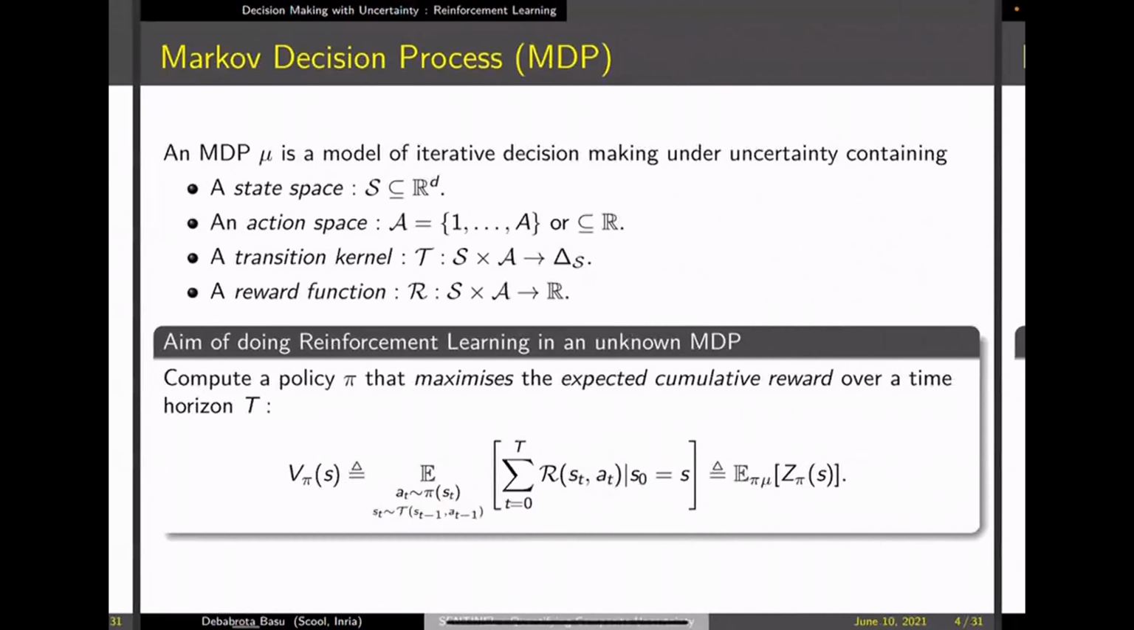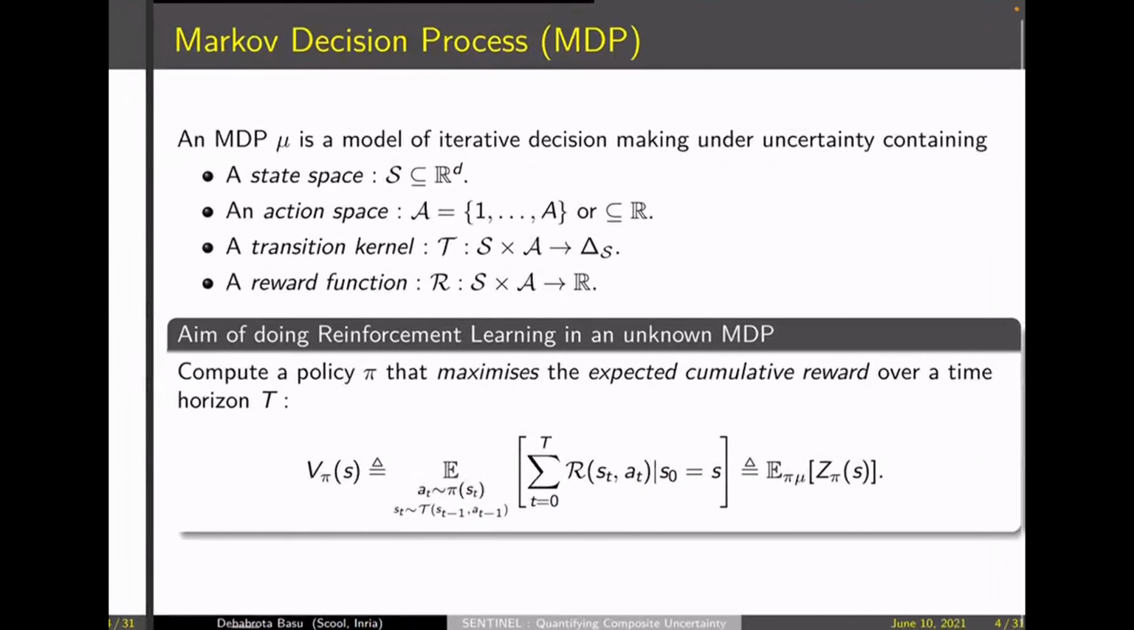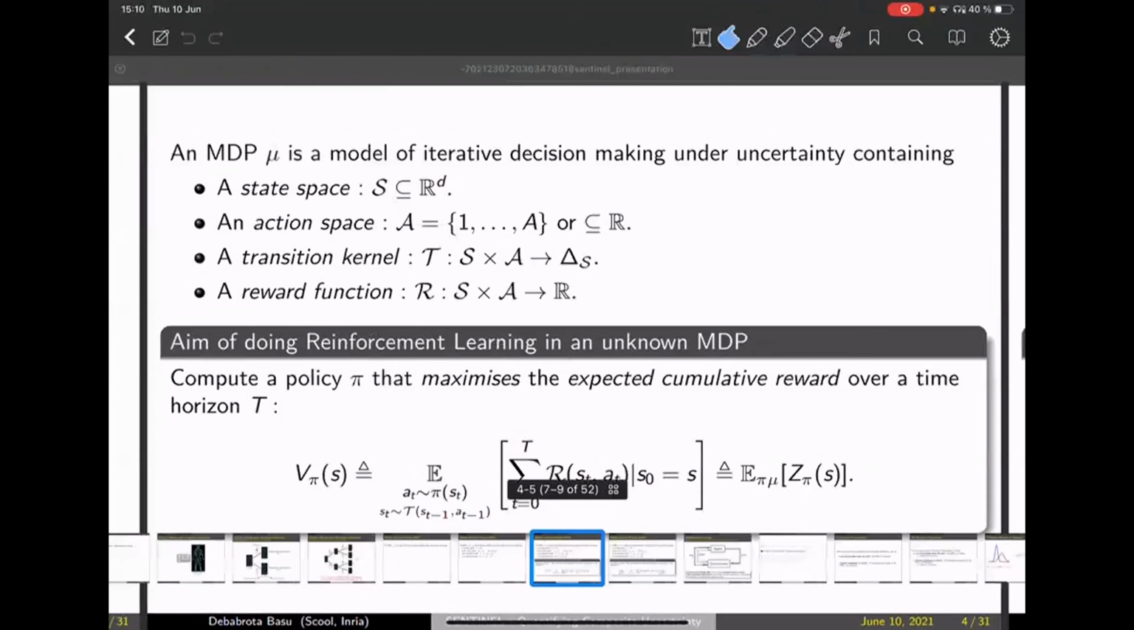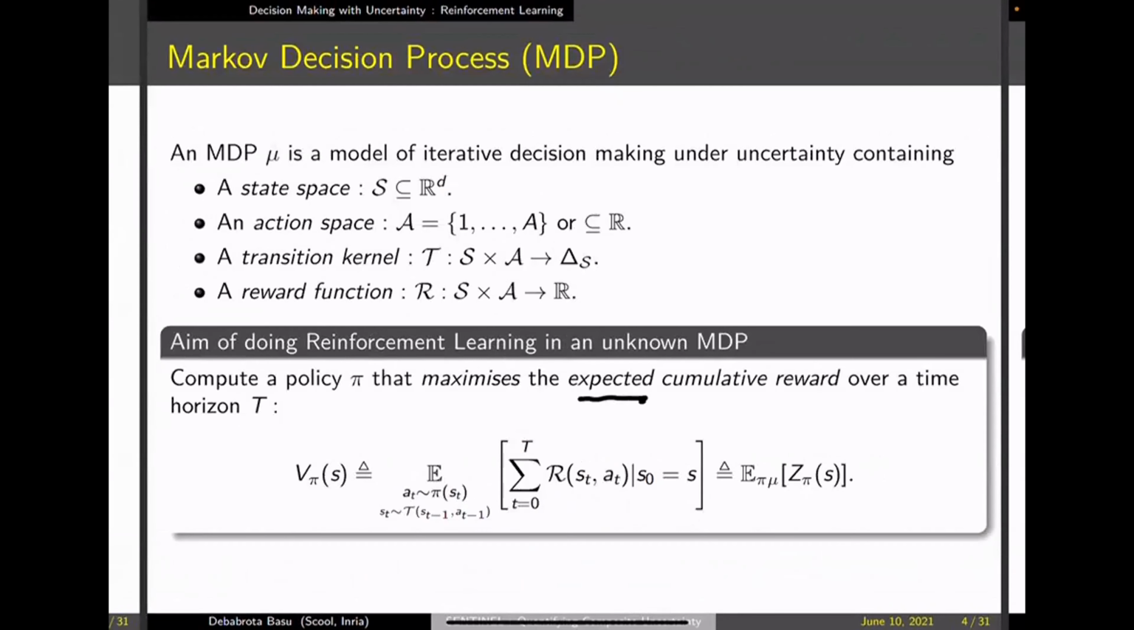And now, what is the goal of reinforcement learning altogether? The aim of doing reinforcement learning, and in reality we don't know the MDP, we can only access it, so in an unknown MDP, is computing a policy pi that maximizes the expected cumulative reward over a time horizon T. That is very important: in classical RL, we try to improve the expected cumulative reward. So the expectation point is very important, and we will see why we are saying so.